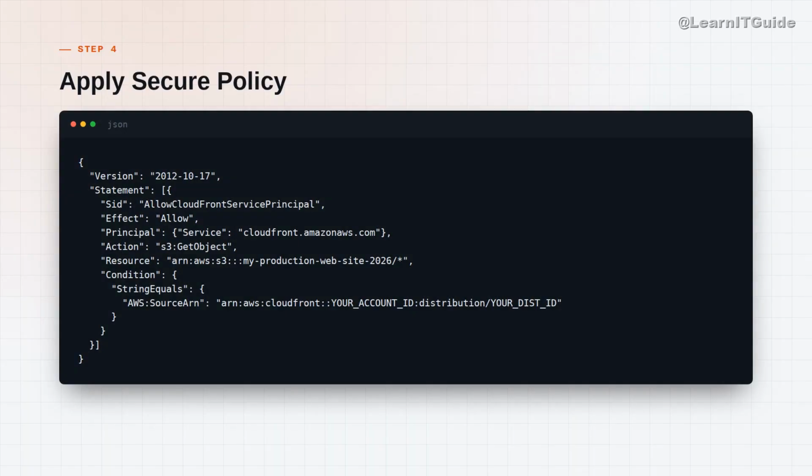This is the bucket policy that makes the magic happen. Notice the condition block. It restricts access strictly to your specific CloudFront distribution. Even if someone guesses the S3 URL, they will get an access denied error. This is exactly why we avoid public buckets.